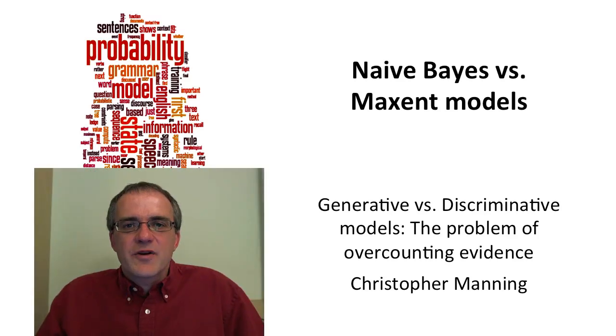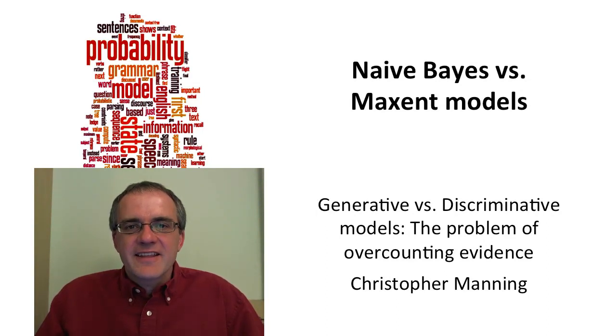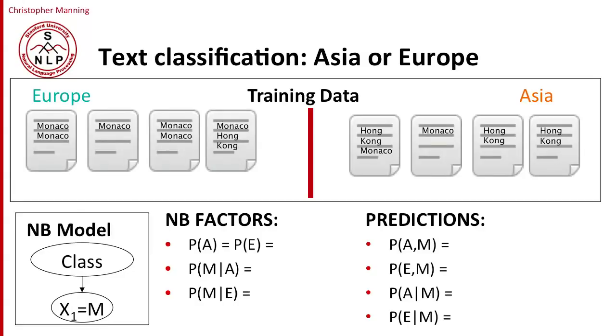Hello, in this section I want to point out a problem with generative models such as naive Bayes models, which is how they can overcount evidence when it's correlated, and at least hint at how Maxent models can solve this problem. I'm going to use this example.